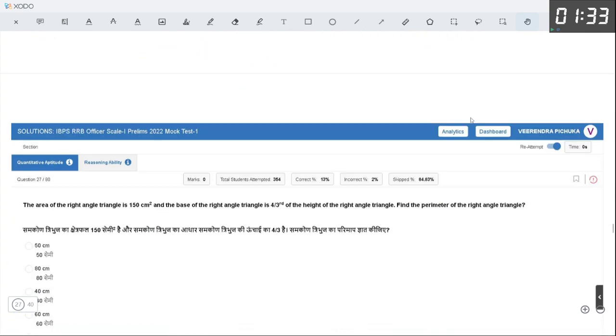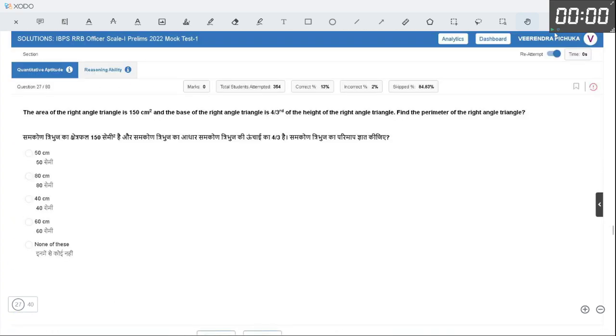The next question. So solve this. The area of a right angle triangle is given. The base of the right angle triangle is 4/3 of the height. This is the height, this is the base. 4/3 of the height means, in order to cancel this fraction, I am taking the height as 3x. So the base will become 4/3 of 3x, which is 4x.